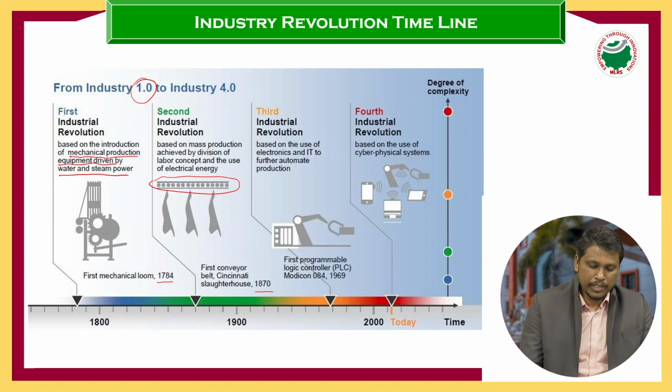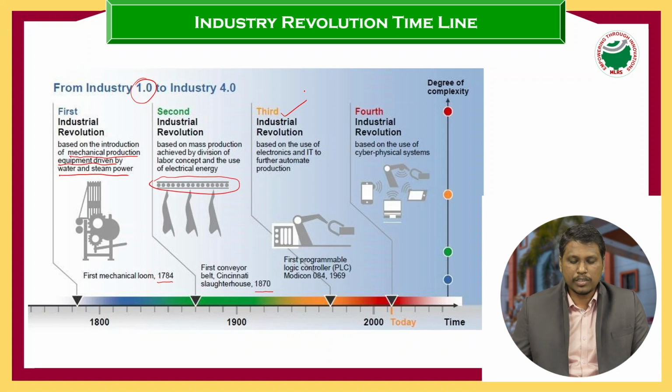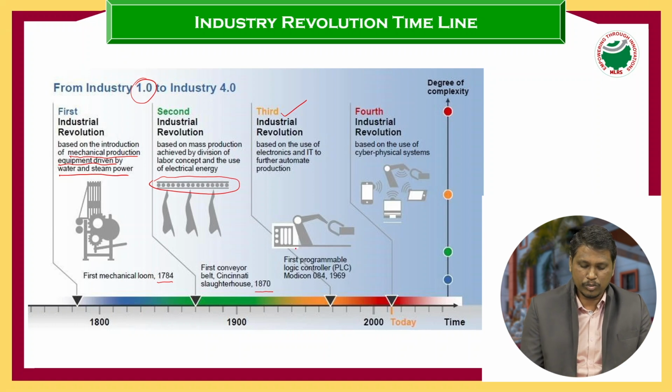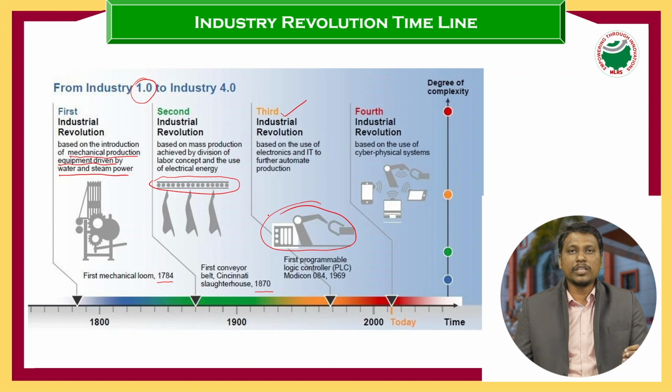Then the third very important revolution happened in this industry. A little automation came to the picture. Here the main thing is the pick and place robot. This is the important thing: the pick and place robot, used for material handling.